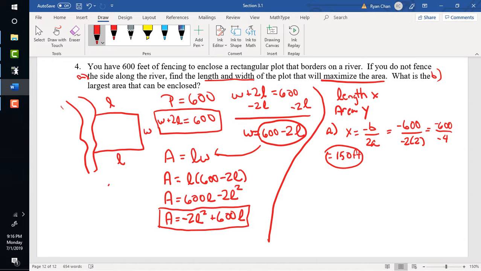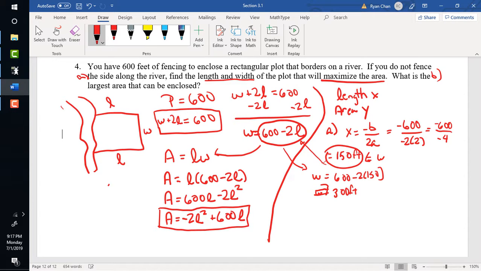Now, how do I find my width? I'm going to plug my 150 into my perimeter equation. So W is equal to 600 minus 2 times 150. Okay, and this equals 300. Now, obviously, we know our width is longer than our length, so you can flip them around. So you can say this is technically your W, and this one's technically your L, okay?